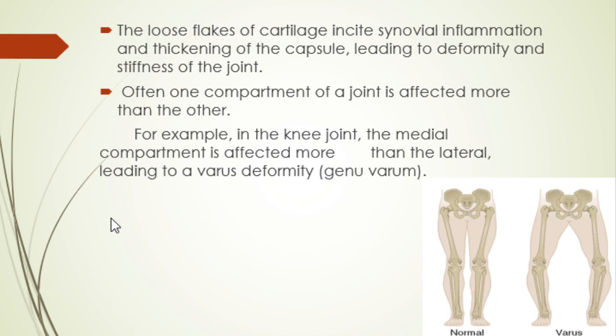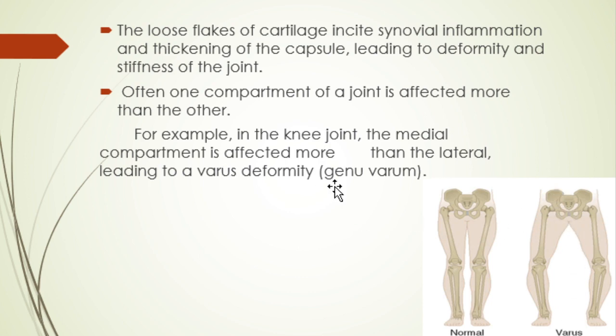Often one compartment of a joint is affected more than the other. For example, in a knee joint, the medial compartment is affected more than the lateral, leading to the varus deformity, that is genu varum. So what is varus deformity? Varus means it involves the oblique displacement of a part of a limb towards the midline. This is the oblique displacement of a part of a limb towards the midline.